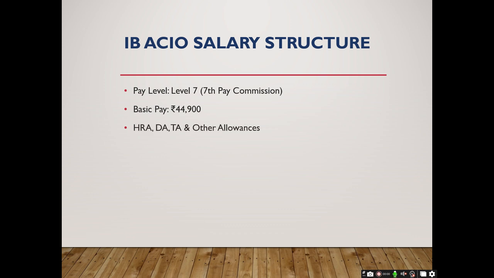Here is the IB ACIO salary structure. Pay level 7 of the 7th Pay Commission, with basic pay of 44,900, plus HRA, DA, TA and other allowances. The in-hand salary is approximately 60,000 to 75,000.